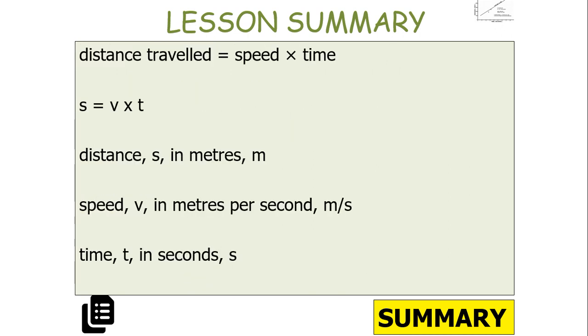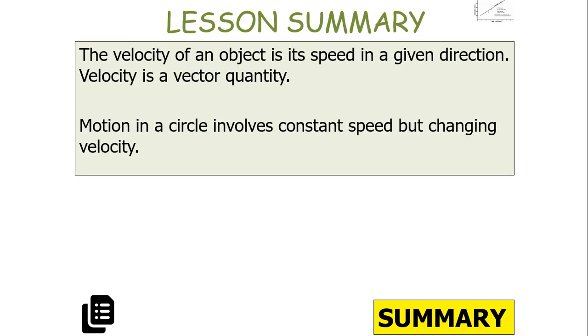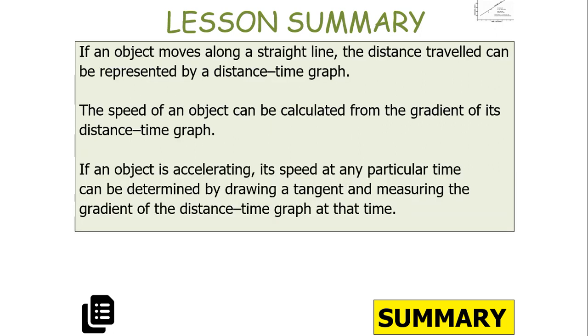Now, distance travelled is speed times by time, or we can say speed equals distance over time. And the velocity of an object is its speed in a given direction, which makes it a vector quantity. Now, motion in a circle involves constant speed but change in velocity. And if you've got a distance time graph, we can represent the speed of an object moving in a straight line, because we calculate from the gradient of the distance time graph. Now, if an object's accelerating, the speed we can work out can be determined by drawing a tangent to the curve and measuring the gradient of that tangent.